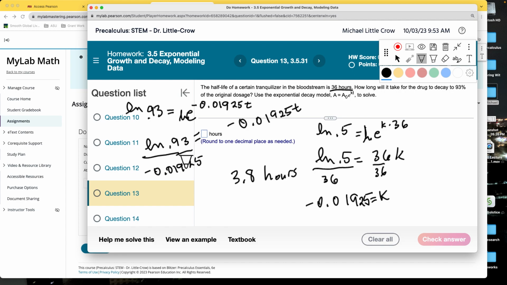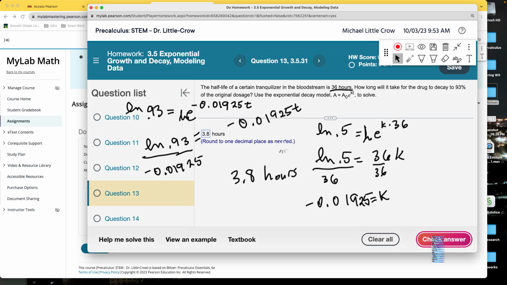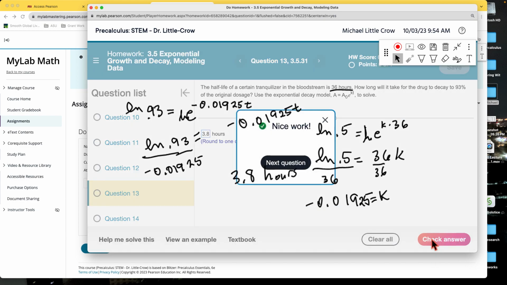Otherwise, without that, if you were to graph it, it's actually increasing. So after 3.8 hours, that's what that is. Is there a second part to the question? Let's just see if it works. Check the answer. It worked.